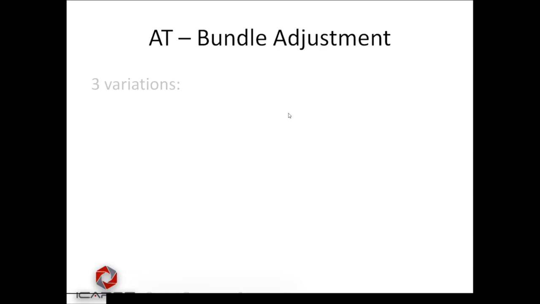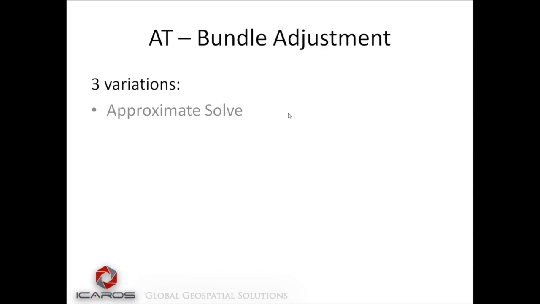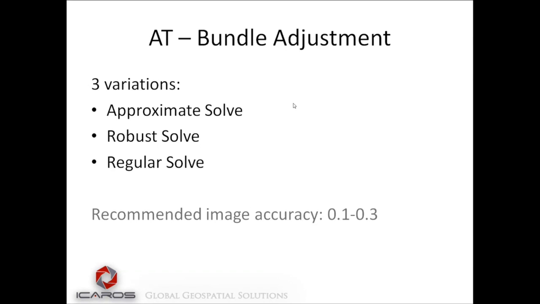The AT module has several variations for bundle adjustment, depending on the conditions in which the project images were captured. Approximate solve is a very robust variation of the bundle adjustment and is useful in projects which were taken in challenging conditions such as large rotation angles and unknown kappa values. Robust solve, a slightly less robust variation, which helps the bundle adjustment model to converge in projects where the regular solve cannot. In regular solve, bundle adjustment for projects flown in normal conditions.